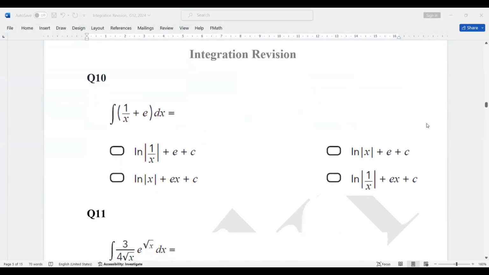Now, question number 10. Can you solve number 10, please? Try to solve question number 10: integration of 1 over x plus e dx. What is the answer? Tell me, what's your answer? ln x plus ex plus c. Correct.